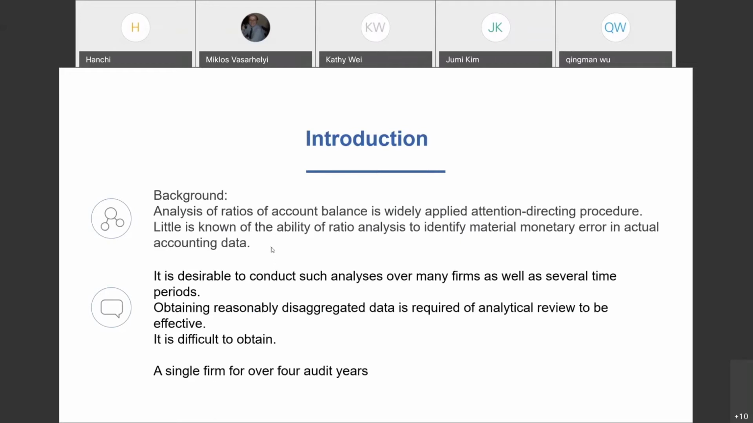First, we want to obtain reasonable disaggregated data. We think that after we get that, we can do further study. However, we know that in reality, it will be very difficult to obtain that. Therefore, in this paper, only a single firm is used, for over 4 audit years.